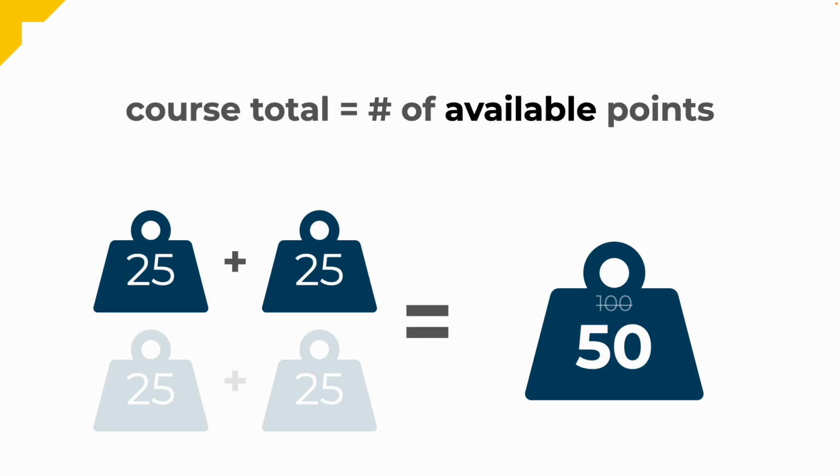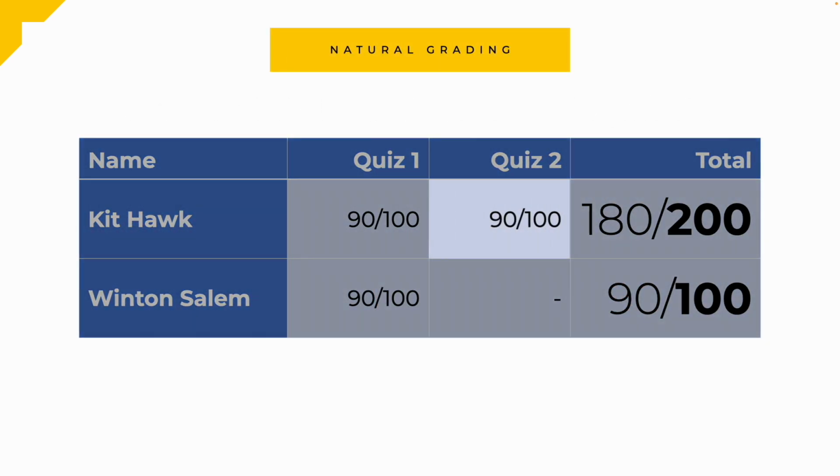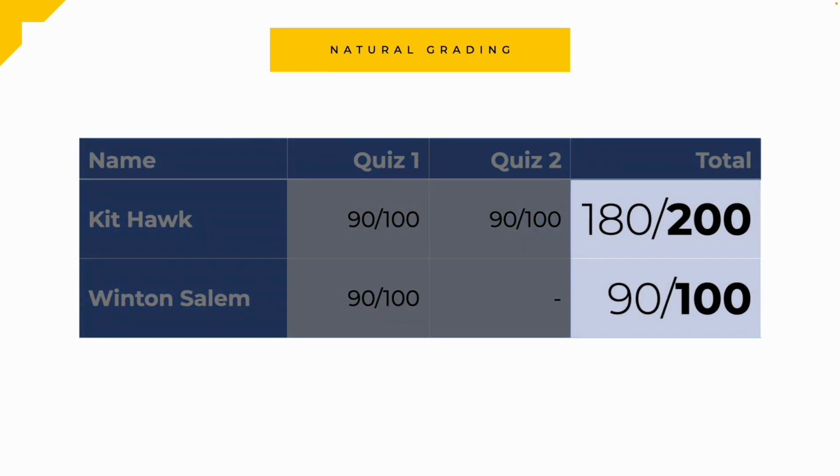This also means that if you've entered in grades for some students, but not others, you may see different course totals for different students. This is normal and expected behavior, but can feel unexpected if you're new to the gradebook.